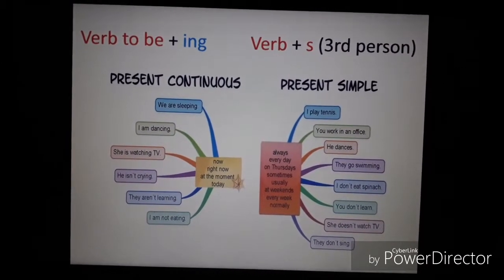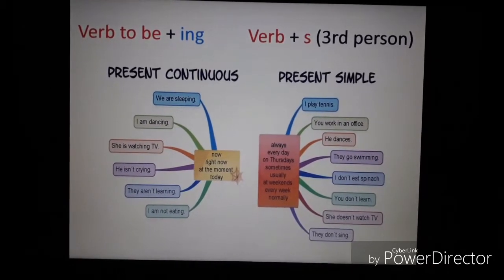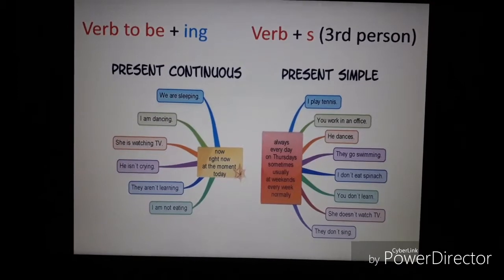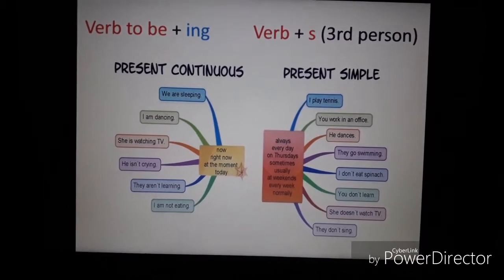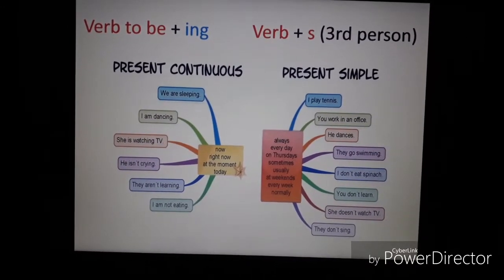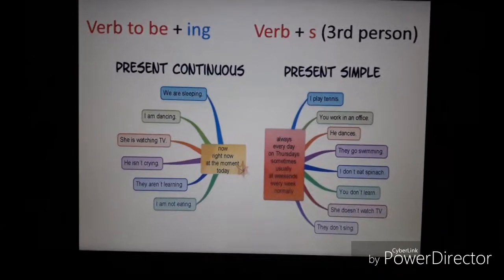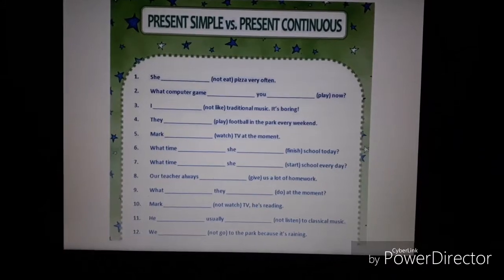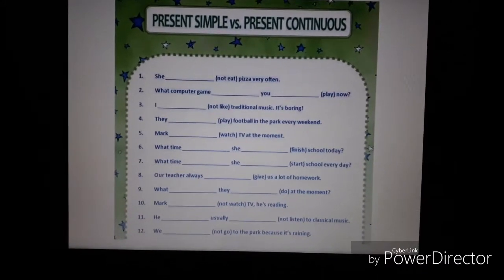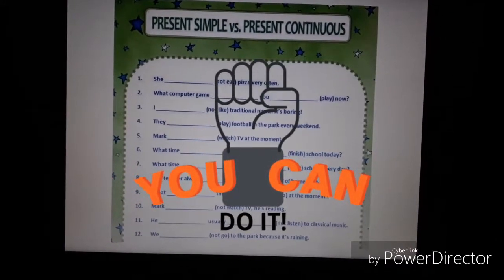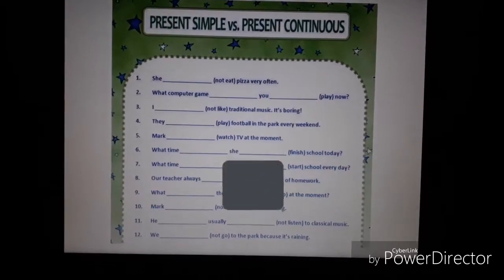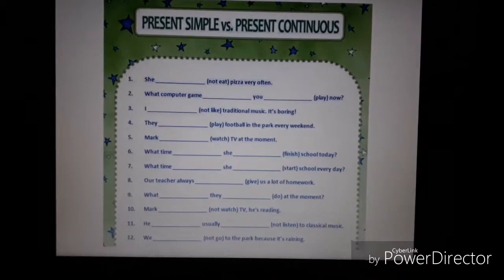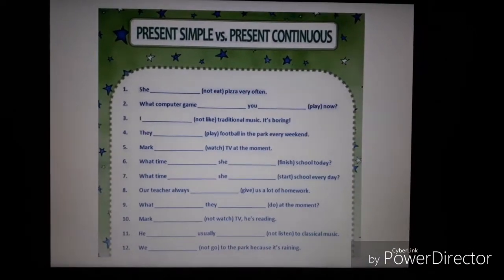Now there's a thing, we use present simple to talk about routines and things that happen with frequency. And we use present continuous to talk about things that are happening in the moment. So here we have some activities, some exercises to practice. So pay attention to the keywords, the adverbs, and that's how you will know how to solve this. Okay, let's do that.